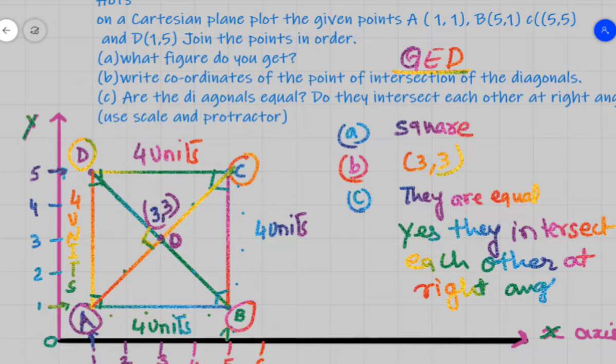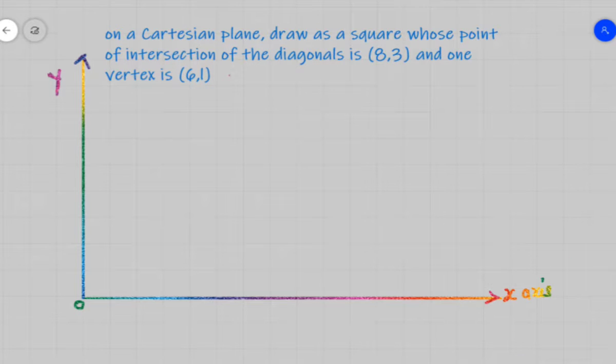Children, now let us see the next question of HOTS, higher order thinking skills, and I have told you that it can be done quite easily if you pay attention towards the proper points. On a Cartesian plane, draw a square whose point of intersection of the diagonals is 8, 3 and one vertex is 6, 1. First of all, let us start our scaling.